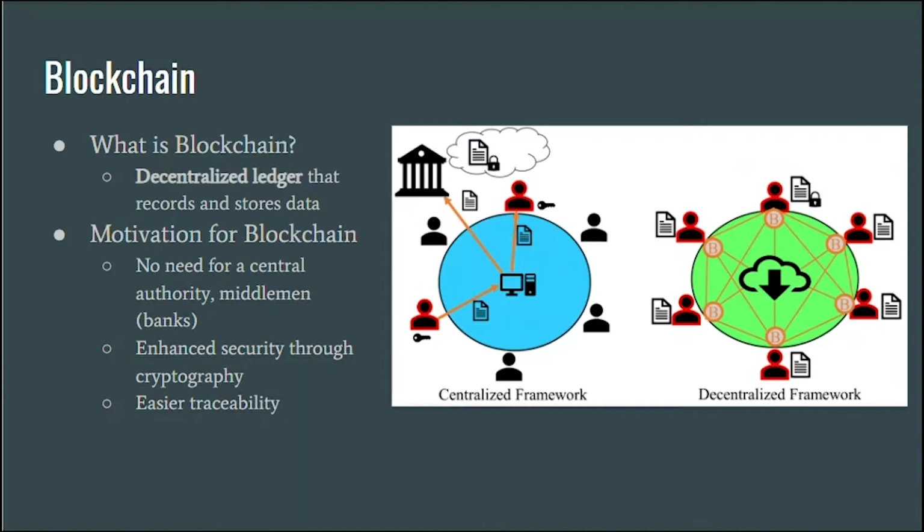So what is blockchain? In short, blockchain is a distributed and decentralized ledger that records and stores data. The purpose of blockchain is to create a network that does not rely on a central authority or middleman. For example, we usually rely on financial banks to handle our money and daily transactions. Through blockchain, we do not need such authority or trust. Blockchain also provides enhanced security and greater traceability.